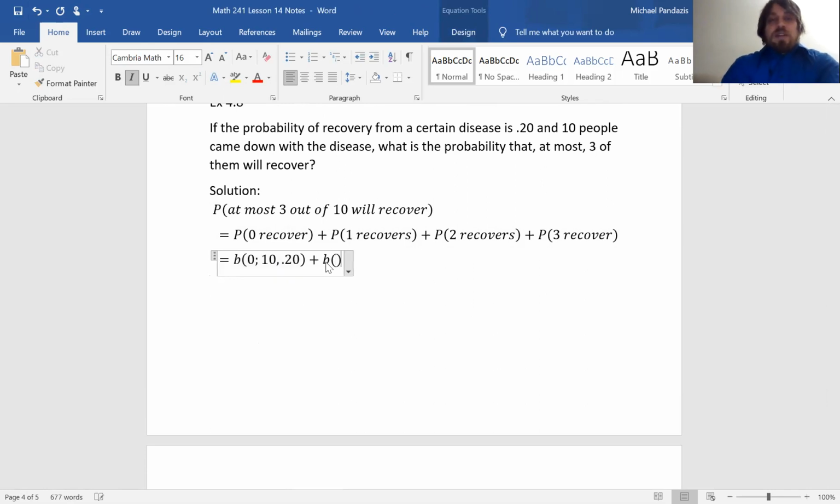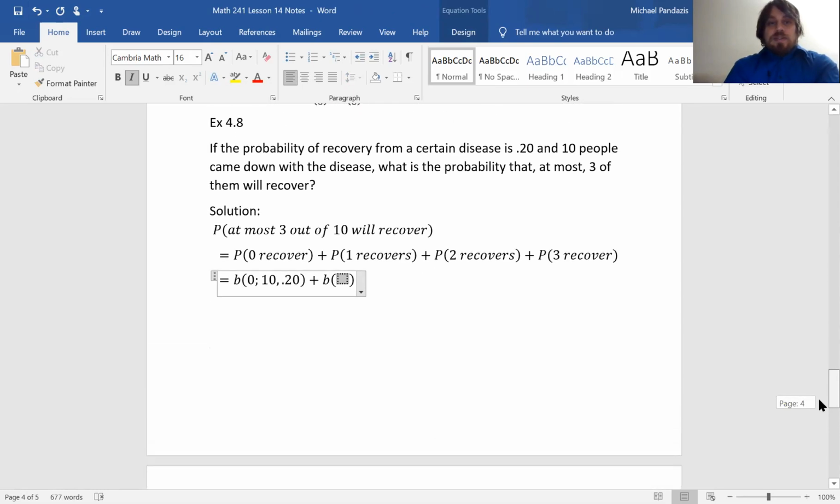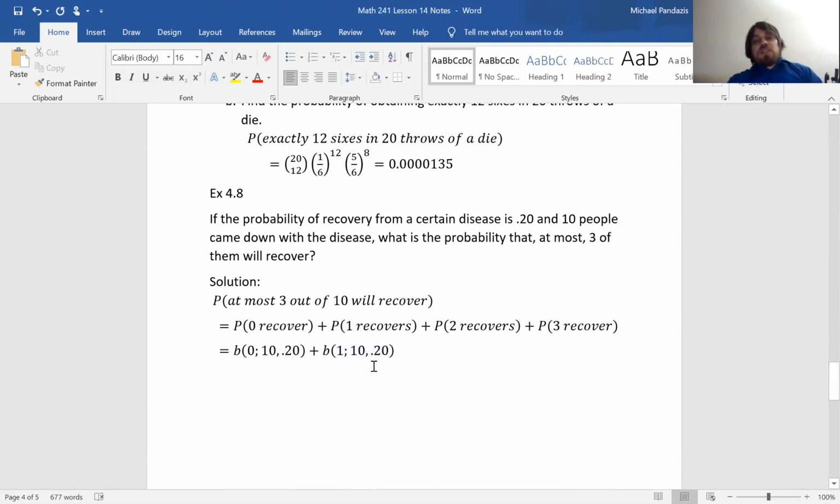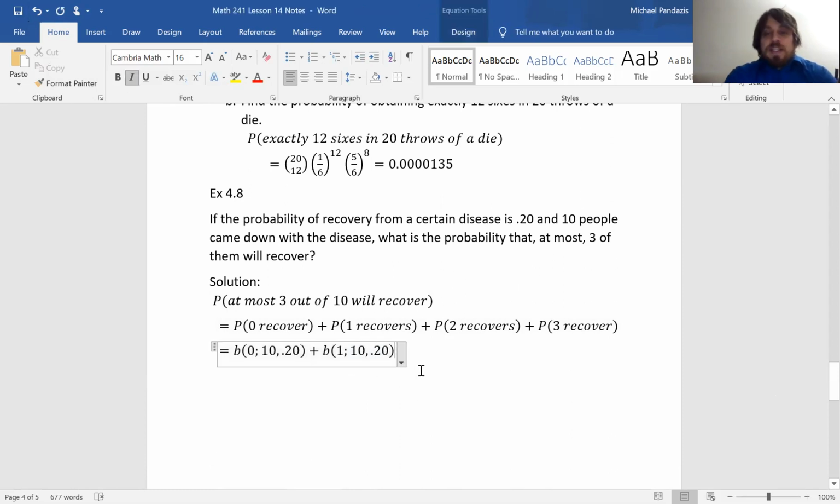Plus the value of another binomial probability function. Here, 1 success, still in 10 Bernoulli trials, and still the probability of success is 0.20. We're just changing the number of successes. If you change the number of people who recover, you're changing the number of times you succeed, and that's it. Everything else stays the same. The number of trials is the same, and the probability of success is the same. So that's plus that. The next one is also B of a value, and the one after that is B of a value also.